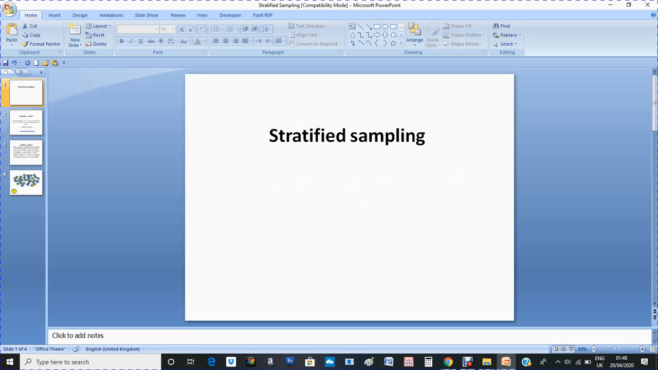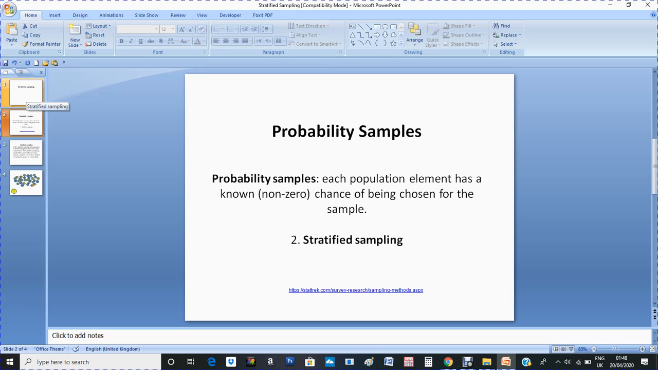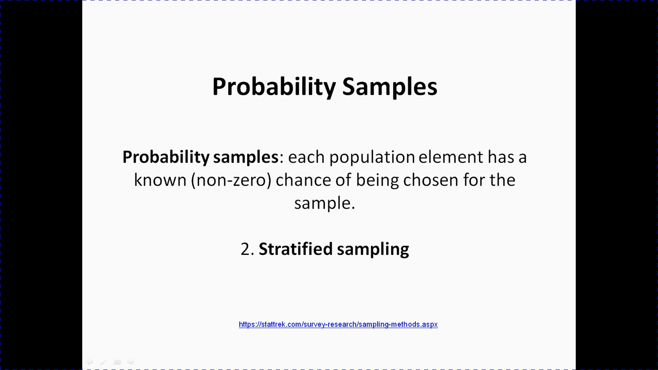Today we'll continue in probability sampling and we'll go to number 2, stratified sampling. Just to remind you that probability samples means that each population element has a non-zero chance of being chosen for the sample. So any member in the population has an equal chance to be selected in the sample.